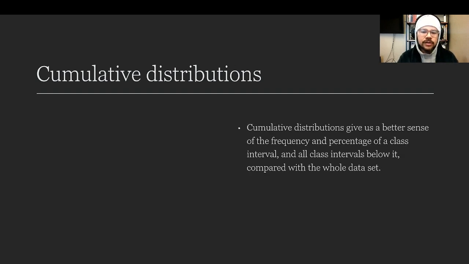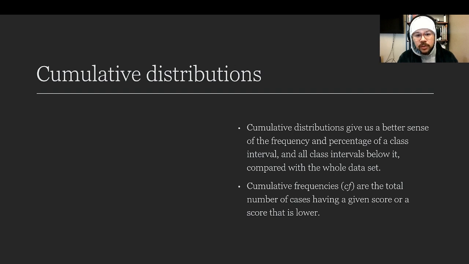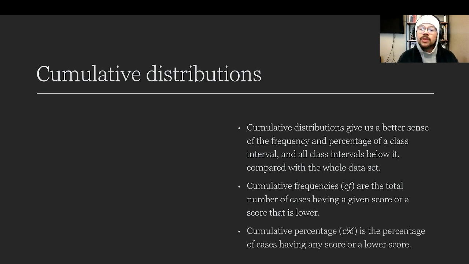I also want to introduce you to this idea of cumulative distributions. Cumulative distributions give us a better sense of the frequency and percentage of a class interval and all class intervals below it compared with the whole data set. Cumulative frequencies are the total number of cases having a given score or a score that is lower. Cumulative percentage is the percentage of cases having any score or a lower score.